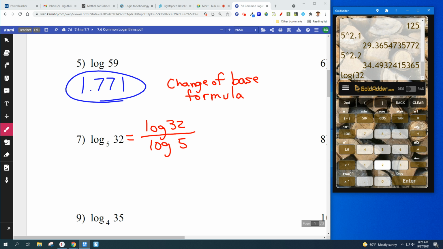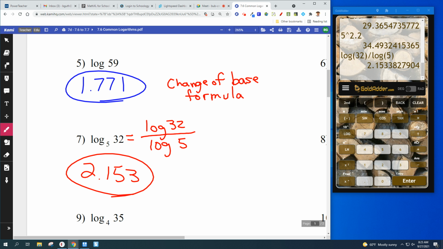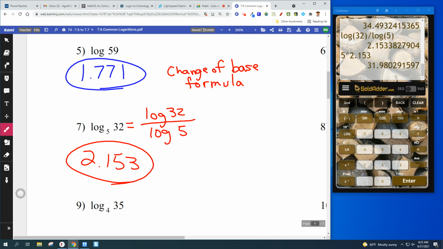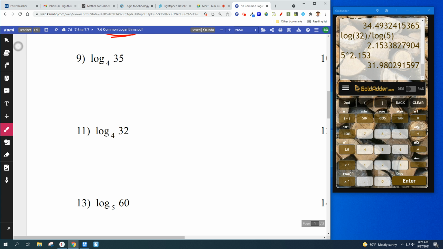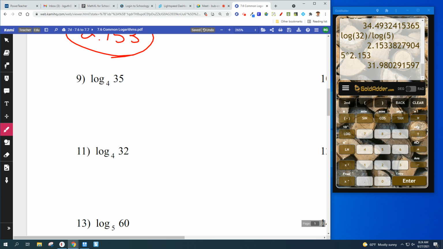Log 32 divided by log 5 should give me a number between 2.1 and 2.2. Sure enough, it does. The answer is going to be 2.153. Now again, what did we find? We found an exponent, the exponent that makes 32. And again, we're only off because of rounding. So once you know that, you're in pretty good shape for the rest of the problems. We can just use that change of base formula.